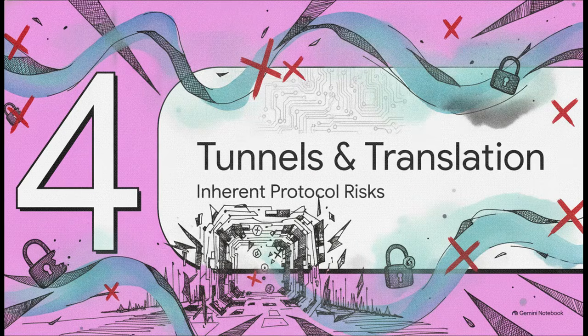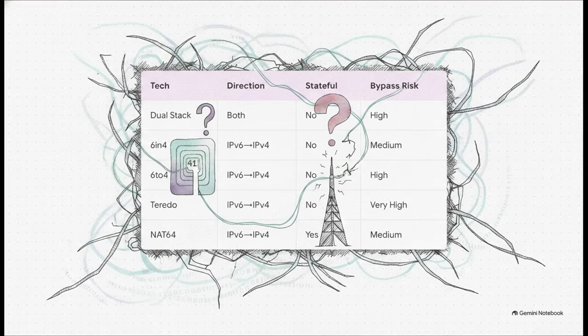Section 4, tunneling and translation risks. Moving forward, let's pivot away from dual stack and analyze the really severe inherent risks embedded deeply within tunneling and translation protocols. When you compare these technologies, you see a massive variance in firewall bypass risk. For instance, Teredo presents a very high risk because it literally acts as a UDP NAT bypass by design.